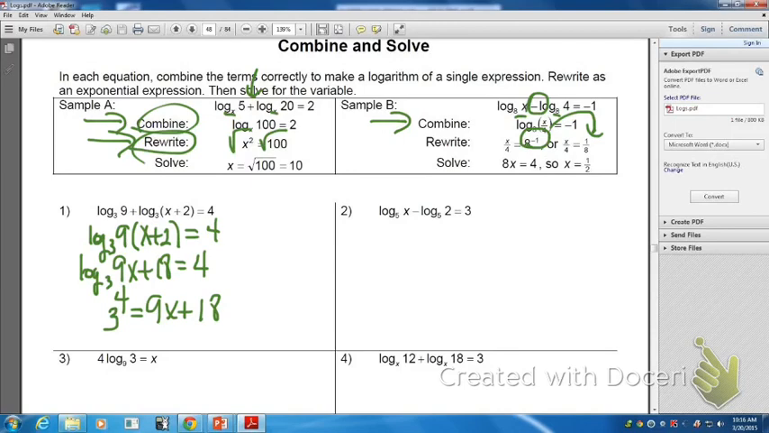Where did the 4 come from? The 4 actually started off being that power, that exponent, right? So we are going to rewrite this, and we're going to put the 4 back as an exponent. We're going to kind of reverse ourselves, okay? So if we do that, then that's going to leave us with log base 9 of 3 to the 4th power equals our x.